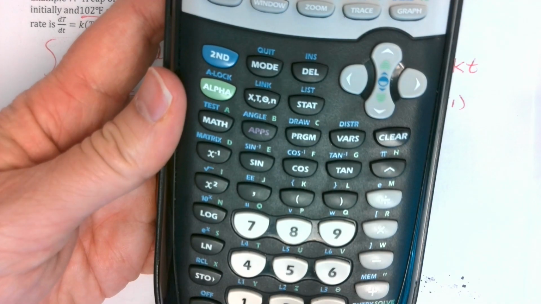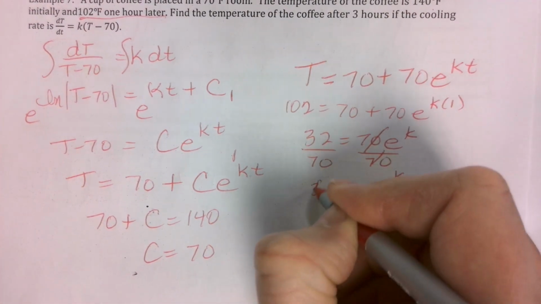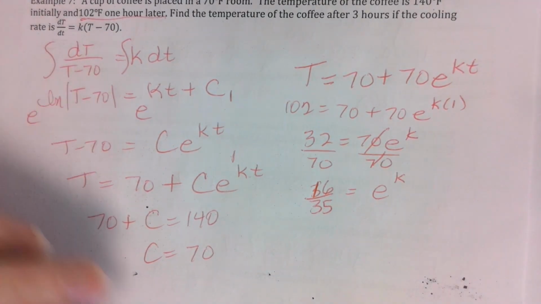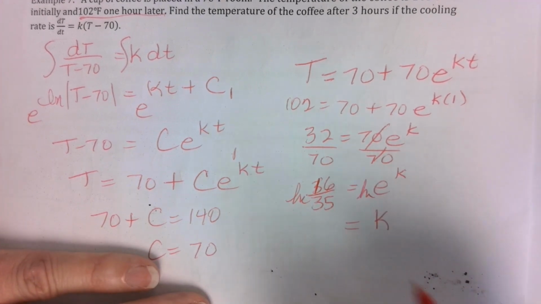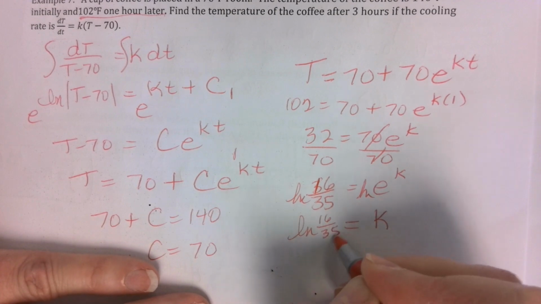32 over 70. I'm just reducing my fraction. 16 over 35. ln both sides. What does our k equal? ln of 16 over 35.